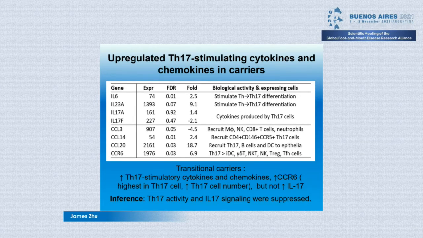Two Th17 stimulating cytokines and two Th17 recruiting chemokines and a receptor suggest that carriers initiate Th17 response and add more Th17 cells in epithelia of the carrier than terminators. However, IL-17 cytokine level was not increased in the carrier, indicating that Th17 cells were suppressed.